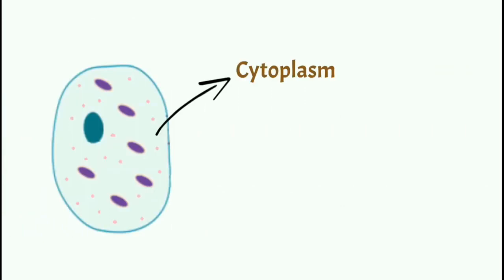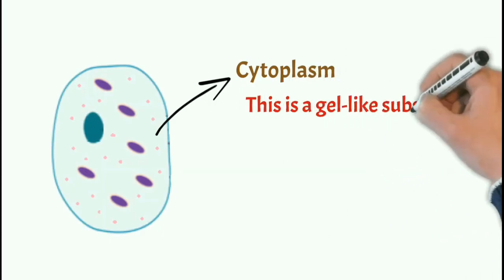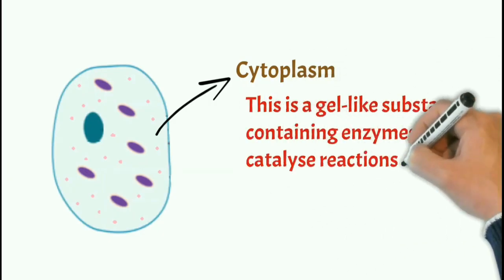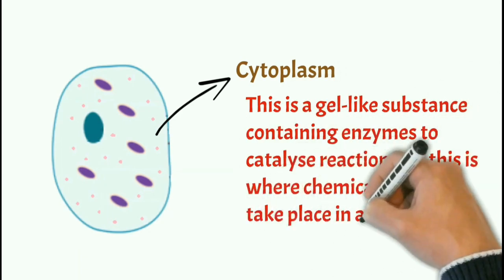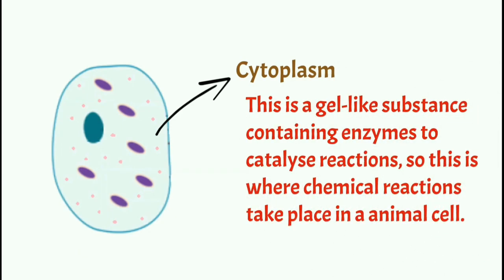Now let's look at each part of the animal cell in detail. First up, we have the cytoplasm. This is a gel-like substance, so it has like the consistency of hand sanitizer, that contains enzymes to catalyze reactions. So this is where chemical reactions take place in an animal cell.